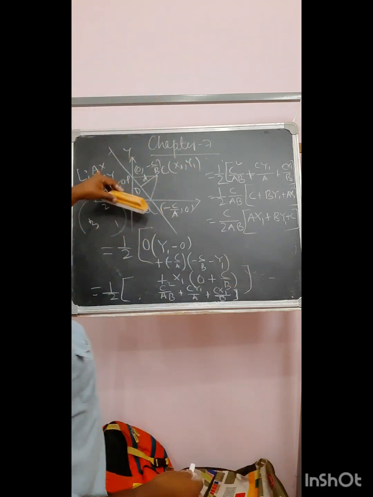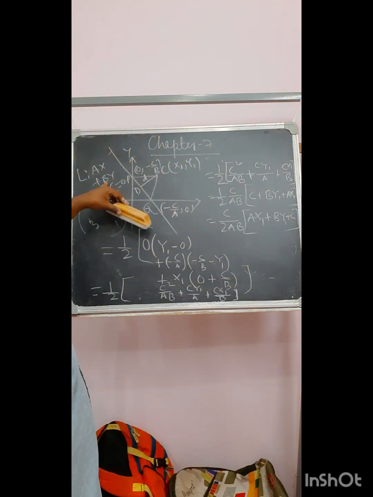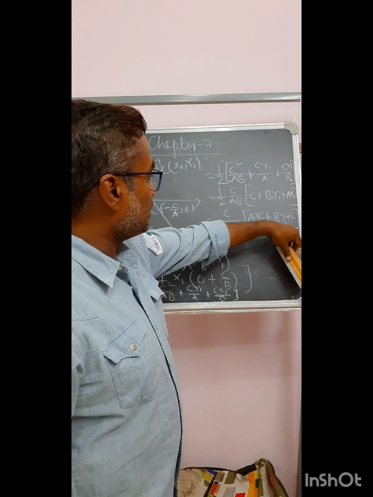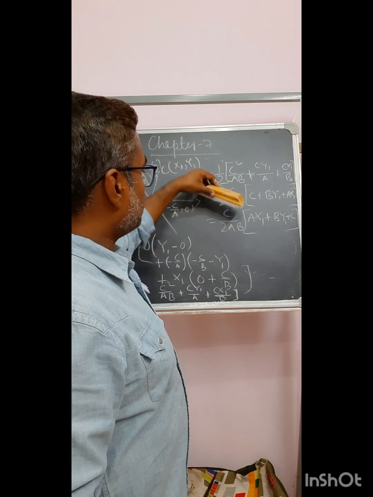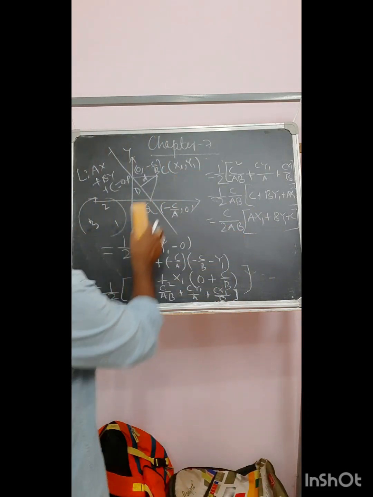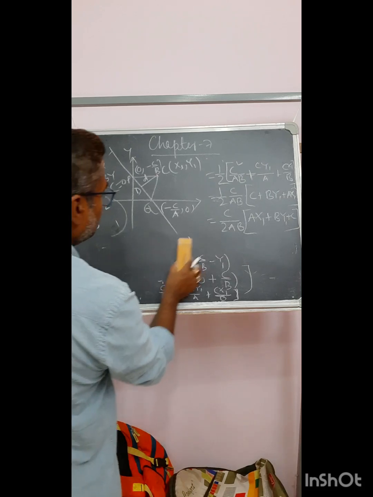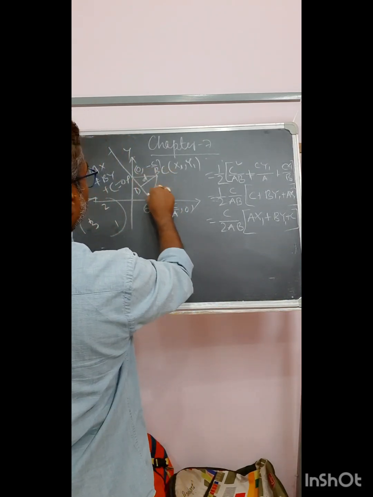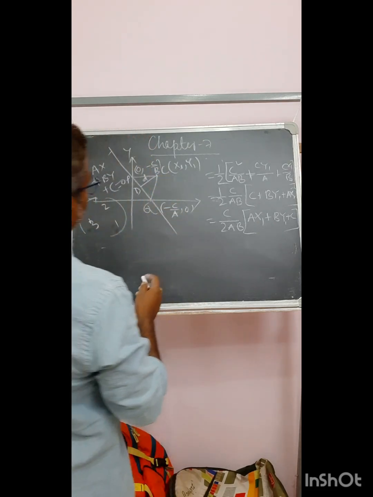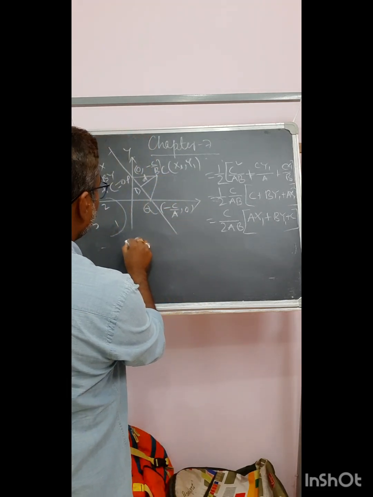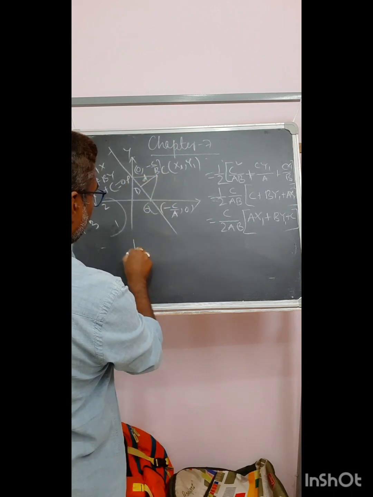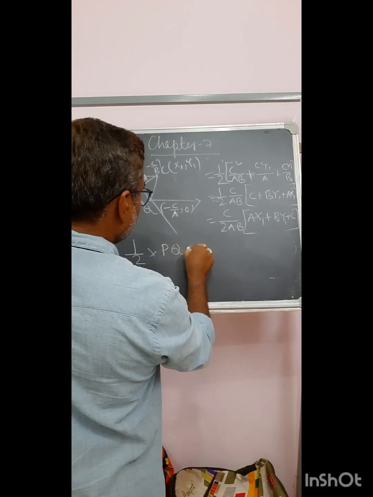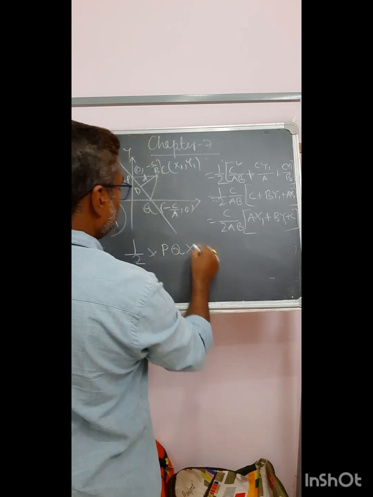So I have taken the line expression as ax plus by plus c equal to 0. So this is the expression where I put the values of x and y. So remember this one. Now this is what I found as the area. Okay, now why am I finding the area? Because the area of this triangle I can also find as half into base PQ into altitude d.